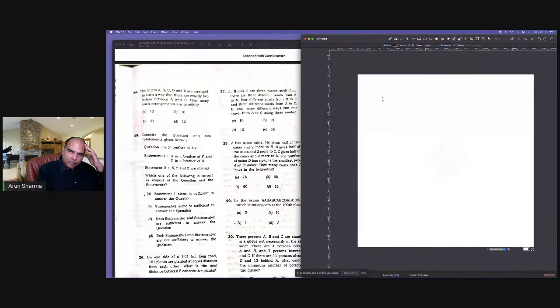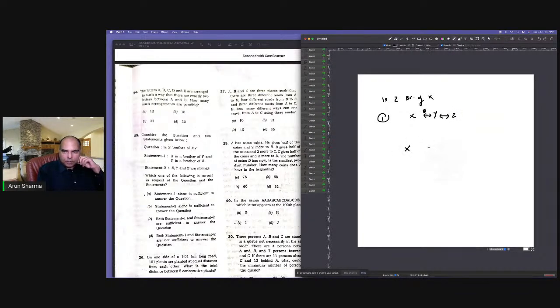Is Z brother of X? Statement 1: X is a brother of Y. Now see, X is brother of Y. So the relationship of brother is Y to X. X is brother of Y, not Y is brother of X. That means X is a male, Y could be a male or female.